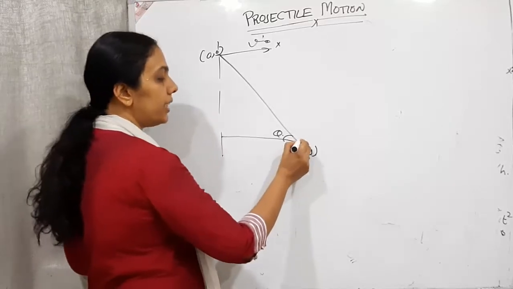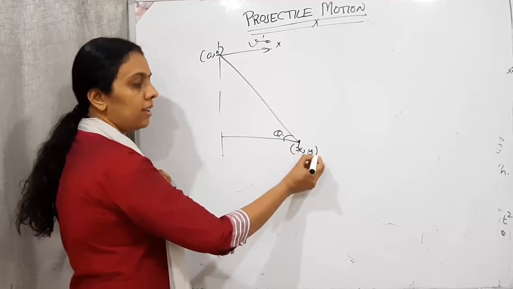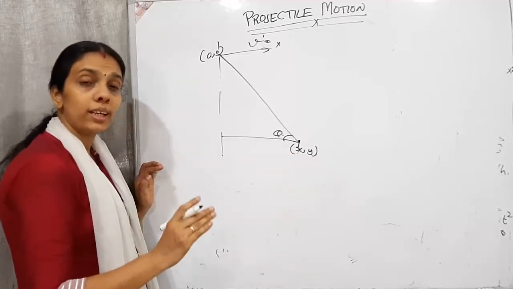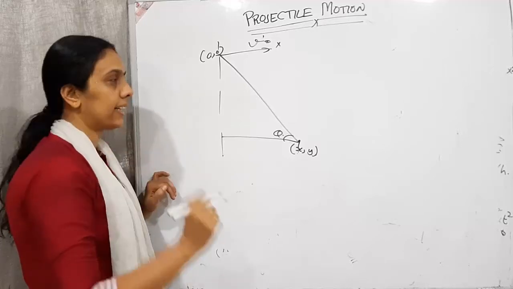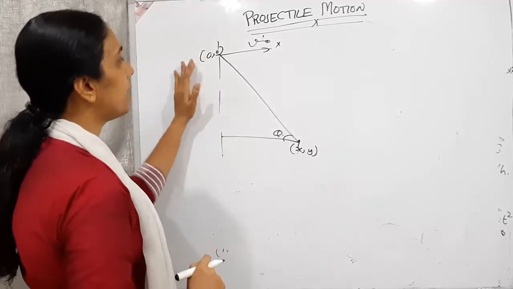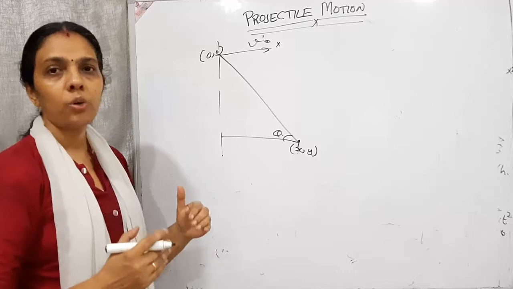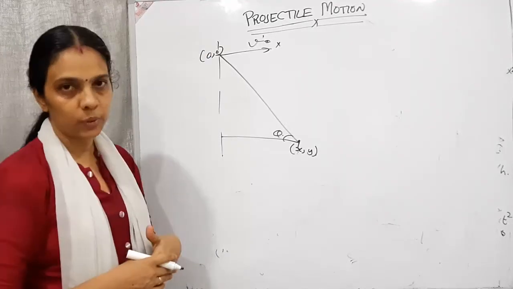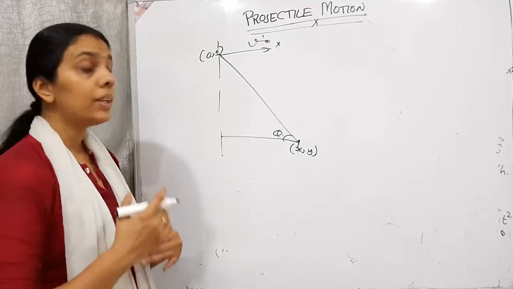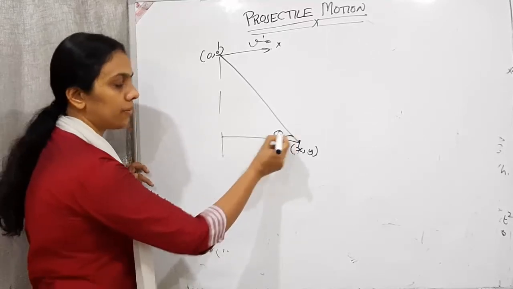So after time t, what will be the x coordinate, the horizontal distance, and the vertical distance we need to find out after t seconds. Okay, first we can find out the time. How can we, when we don't know the distance? What is the horizontal distance, also we don't know. But here theta value is given.